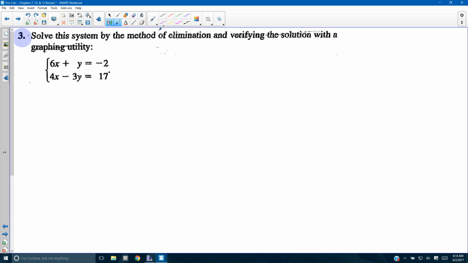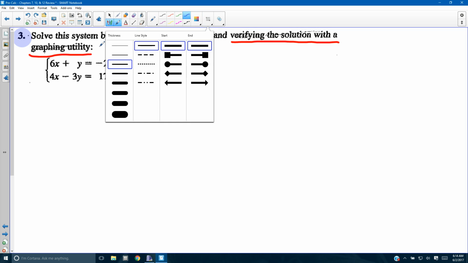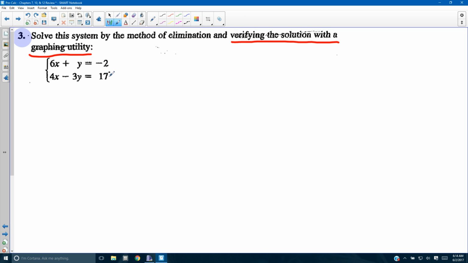Number 3, solve the system by method of elimination and verify the solution with the graphing utility. Because they're asking for this instruction, I will be doing that afterward. The elimination method entails that we are allowed to add down these sets, provided that the right side equals the left side, and if I combine like terms, I can actually make a variable go away.